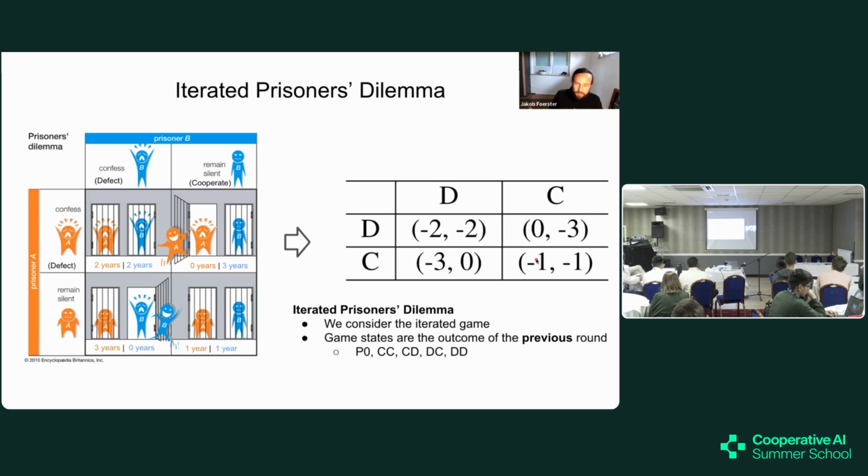And to visualize this, is there anyone brave enough to play the iterated game with me at this point? Wonderful. So we're going to play on the count of three, and I have a random number generator running on the side that's going to terminate the game at some point arbitrarily. 1, 2, 3. Is that a thumbs up? Okay, thank you very much. So you're going to spend 3 years in prison. I'm very sorry. Let's play again.